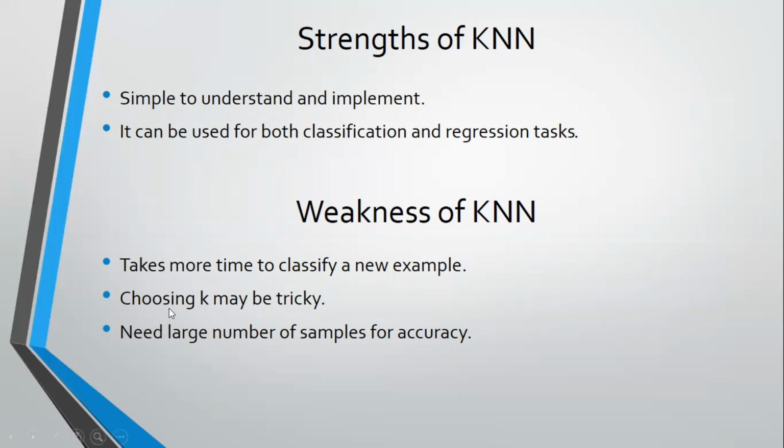Another weakness is that choosing K may be tricky. If you have a very small data set, you can fix K as 3, 4 or 5. If the data set is very large, the size of K should be larger. Based on K, you get the classification and regression accuracy. So when you apply KNN to your data set, you can tune the value of K to improve the accuracy of classification as well as regression.